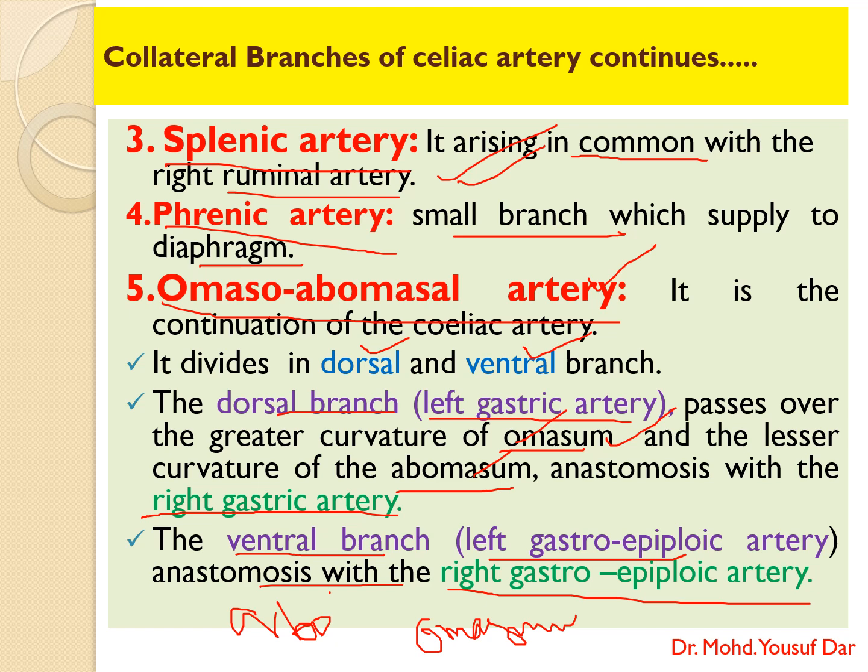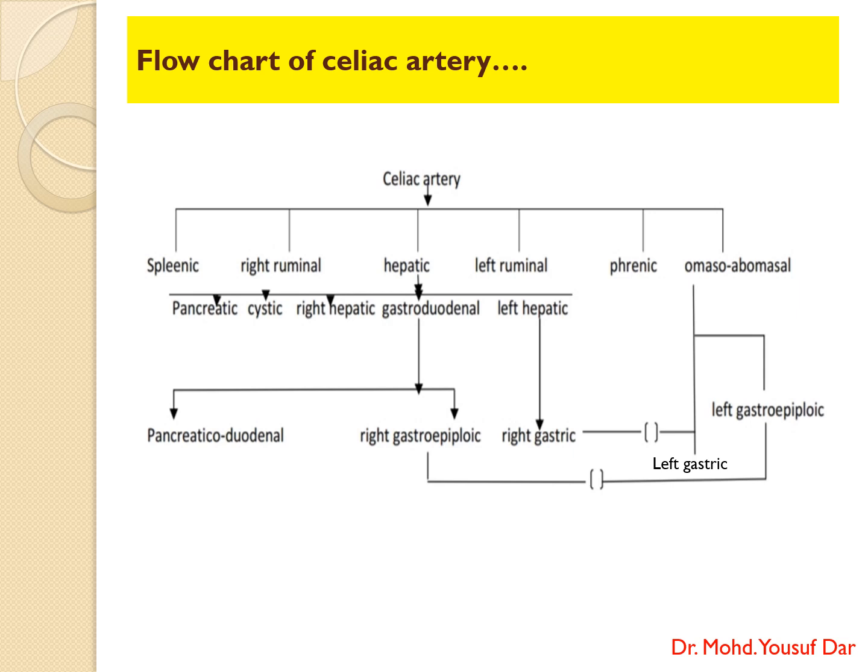The first was the hepatic artery, second the right ruminal, then the left ruminal, then the splenic artery, then the phrenic artery, and the final omeso-abomasal, which is actually the continuation of the celiac artery. So this is the flowchart of the celiac artery. The celiac artery gives different collateral branches: hepatic, right ruminal, left ruminal, splenic, phrenic, and the continuation is the omeso-abomasal artery.